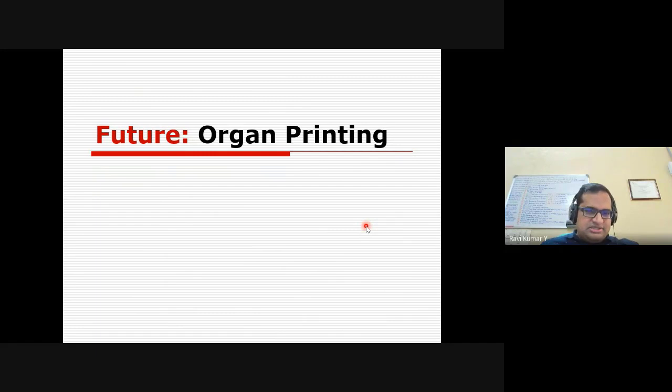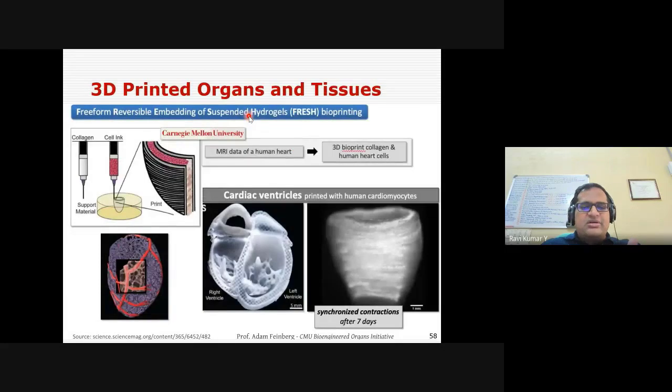So far we are discussing 3D printing for bone and tissue, bone reconstruction and bone replacement. It may not be much of a challenge for those cases. But if you are targeting organ printing, like printing an organ such as cardiac ventricles, the procedure remains the same, meaning the steps, and only the material is different here.